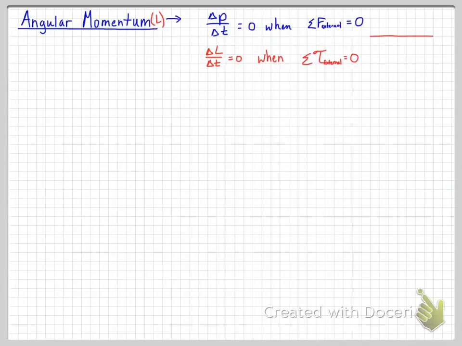So if the conservation of momentum is true for linear objects with respect to time, then it should be the same for rotating objects with respect to time. So the change in angular momentum with respect to time is zero when the net external torque is zero. Let's imagine for a moment that we have a stick, and that stick is nailed down to the table, and there's a ball approaching the stick on the flat table.